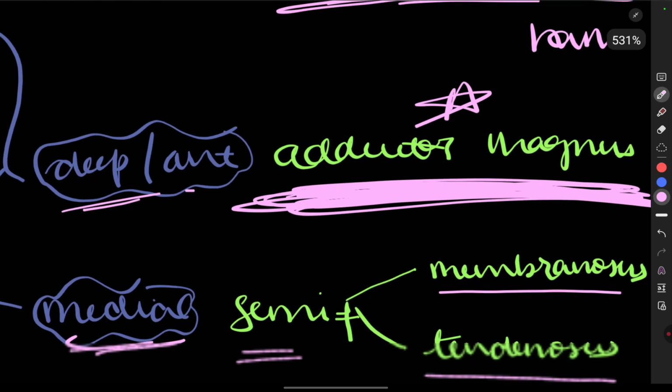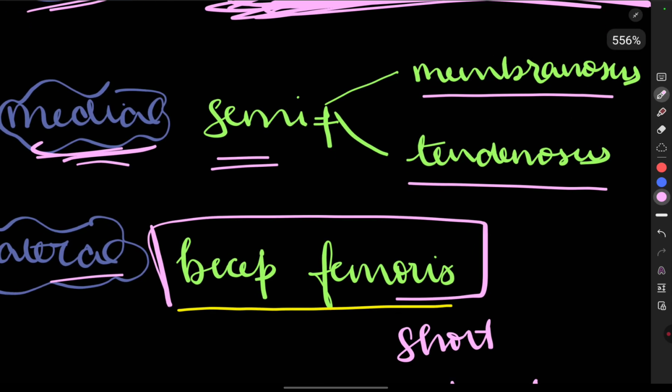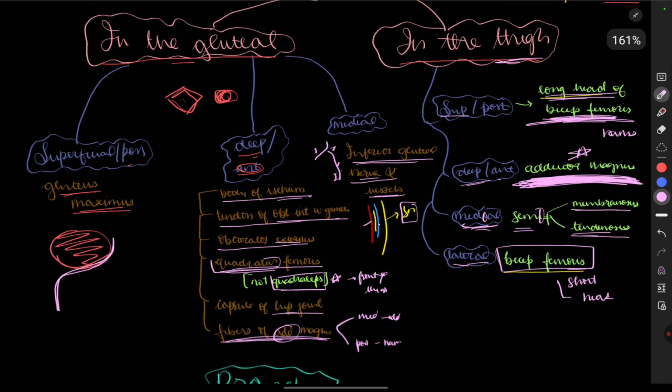Superiorly by the long head of biceps femoris, deep by the adductor magnus, very important. Medially by the semimembranosus and the semitendinosus. See, medially has an I, and semi also has an I, right? So it's semimembranosus and semitendinosus. Laterally we have the short head of the biceps femoris, okay, the short head of the biceps femoris. So these are the relations.